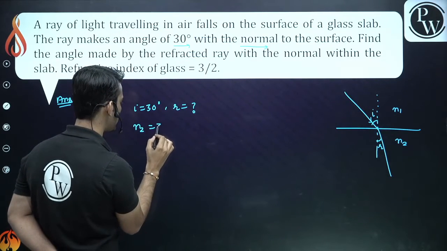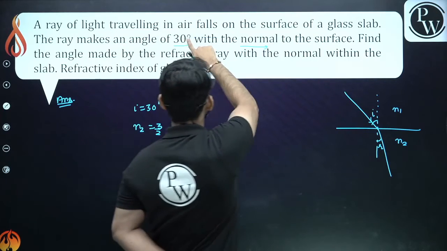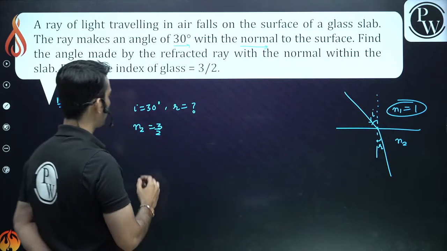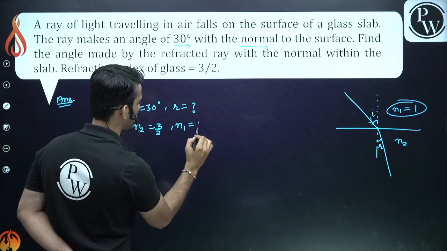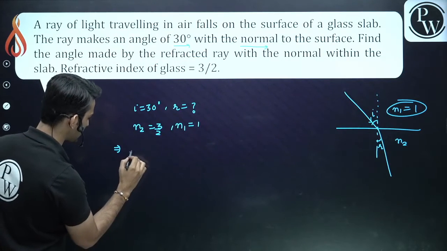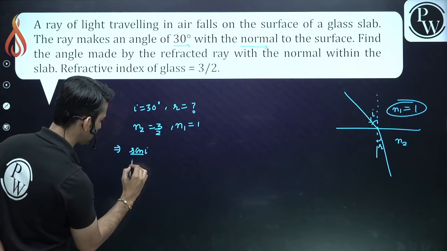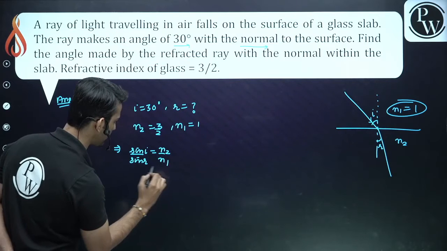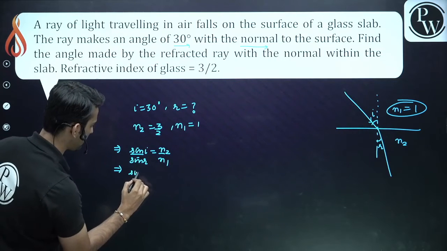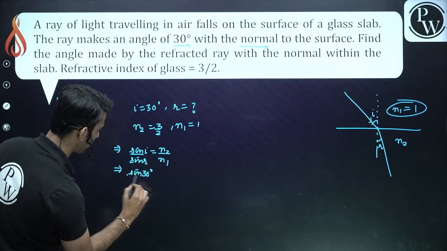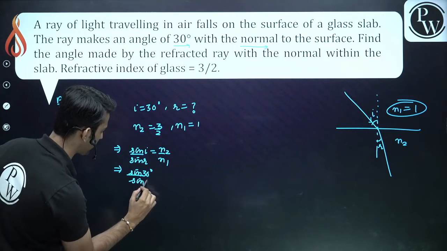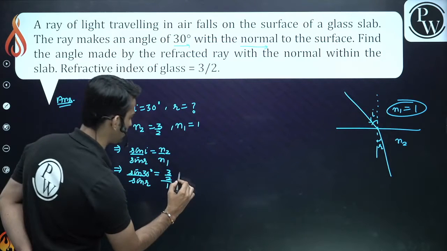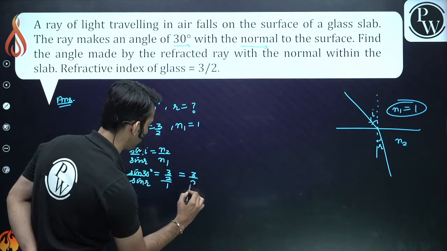So guys, n2 is 3 by 2. What is n1? It is traveling in air, so n1 will be equal to 1. Okay guys. Now use Snell's law. Snell's law states that sin i upon sin r will be n2 upon n1 guys. Okay. i is 30 degrees. What is r? r you have to find out. n2 is 3 by 2 upon 1, so this is nothing but 3 by 2.